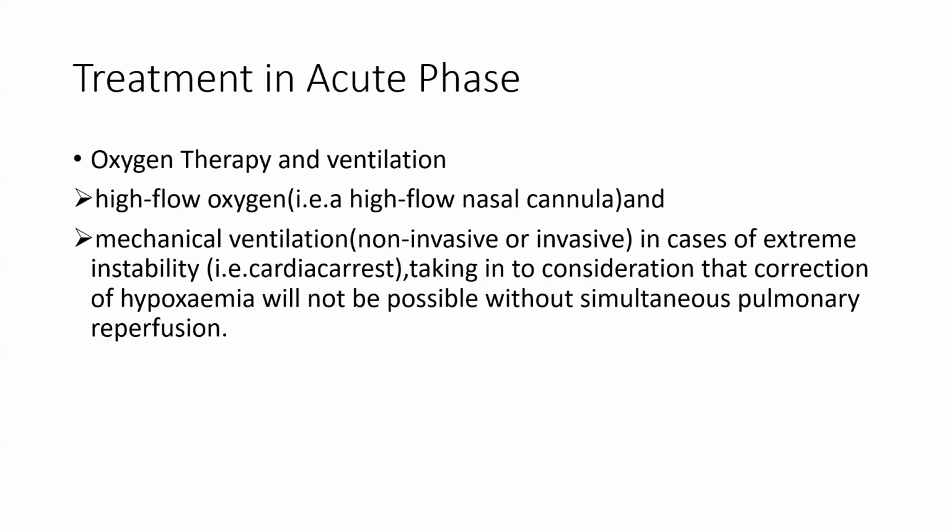So treatment. After diagnosing and predicting mortality risk, our next job is the treatment. How to treat if the PE is in acute phase? First is oxygen therapy and ventilation. High flow oxygenation and mechanical ventilation in case of extreme instability, taking into consideration that correction of hypoxia will not be possible without simultaneous PE reperfusion. So the treatment of hypoxia in PE is that we need to reperfuse that embolism. Then only the oxygen level will be corrected.